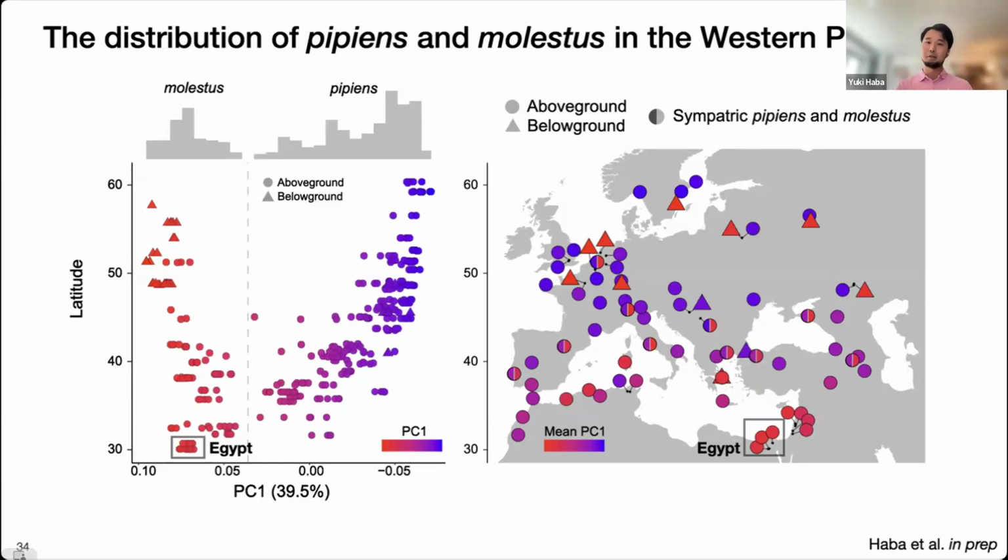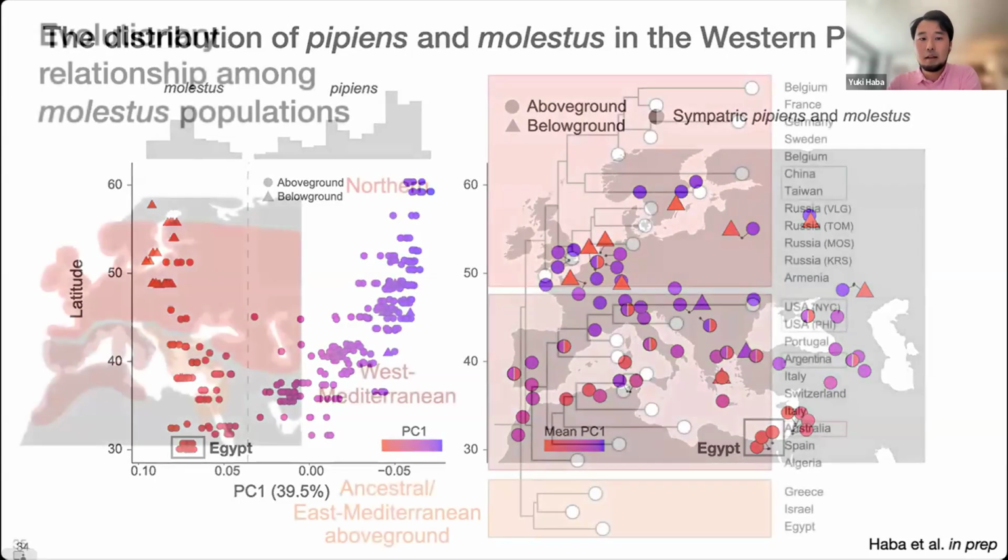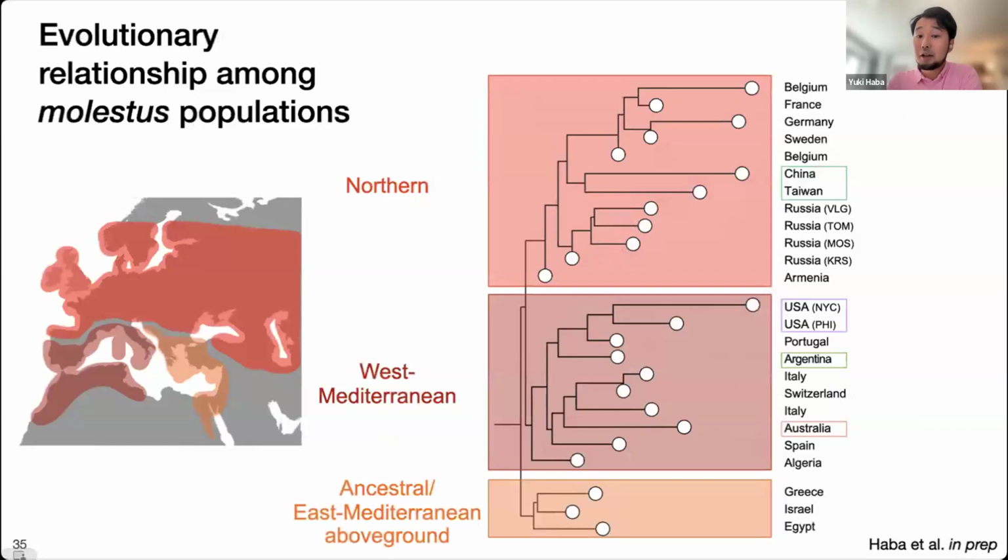Okay, so we revealed the complex fine-scale population structure among the Western Palearctic pipiens and molestus connected with this beautiful latitudinal cline. So the next question is, where did molestus originate? To answer this question, we built a phylogenetic tree of molestus populations from the Western Palearctic as well as other regions of the world. There are three major clades within molestus populations, and the clade that has the above-ground molestus populations from Egypt, Israel, and Greece here was basal to the other two clades, suggesting that the populations in the East Mediterranean clade are likely ancestral.